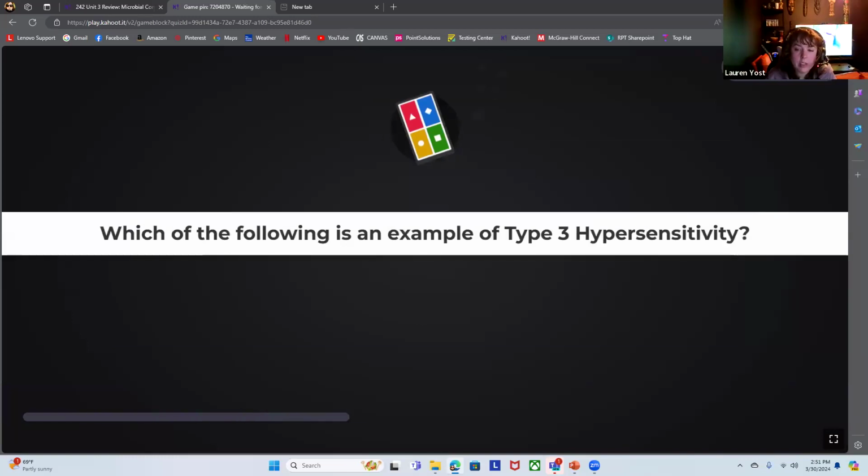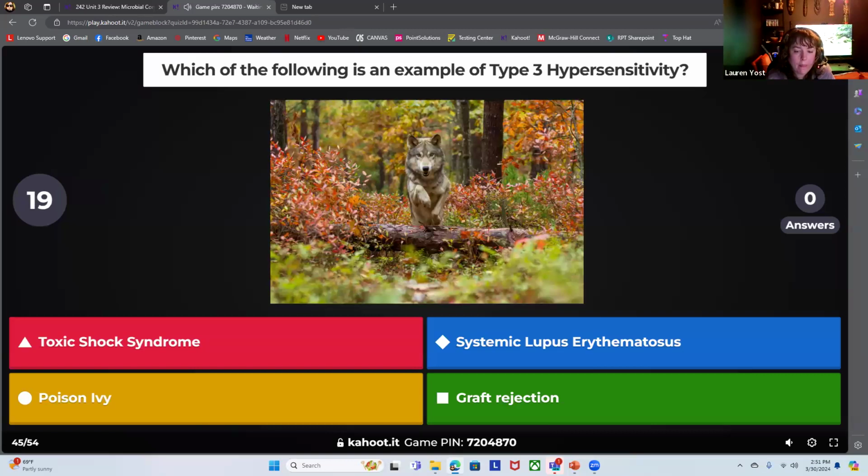Which of the following is an example of type 3 hypersensitivity? Let's see if you guys remember this one. So there's one in specific that we talked about, but is not on the list. The one that I hinted at, that is.